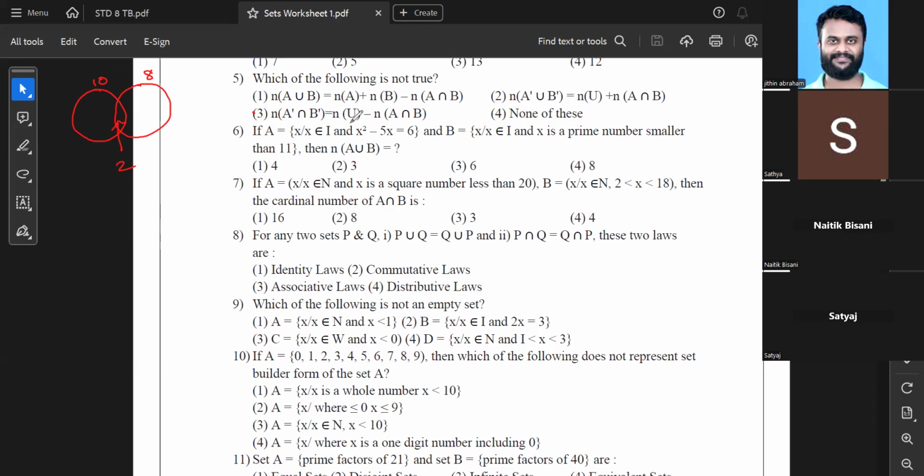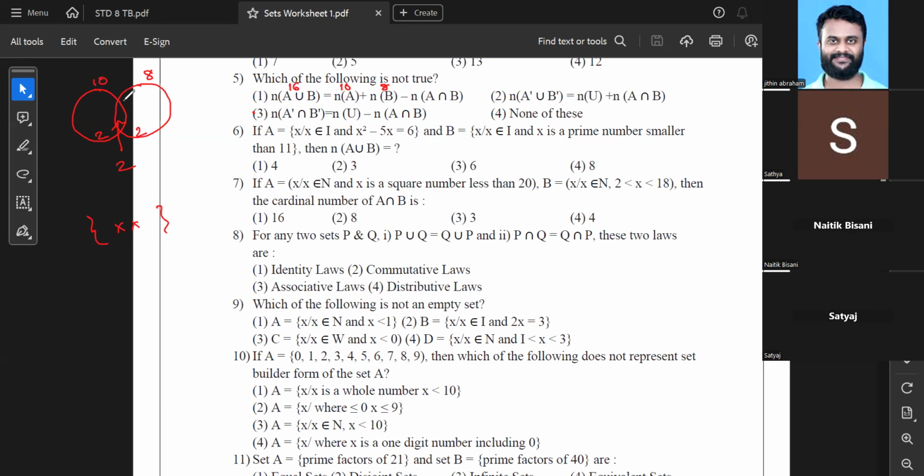Now, when you count A, that will be 10. When you count B, that will be 8. Now, in the union, the whole 10 is considered and the whole 8 is considered, but the repetitions are not repeated. In this case, the 2 is there for A also, 2 is there for B also. But when you write a set, you won't repeat those two items. Therefore, when you take the union, it will not be 10 plus 8, 18. No, it will be only 16.